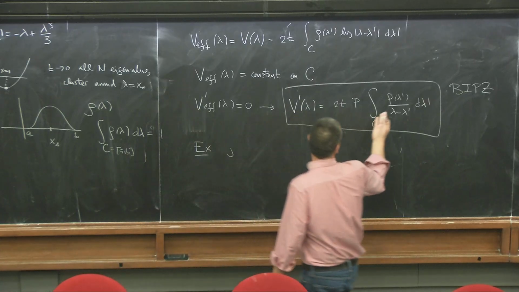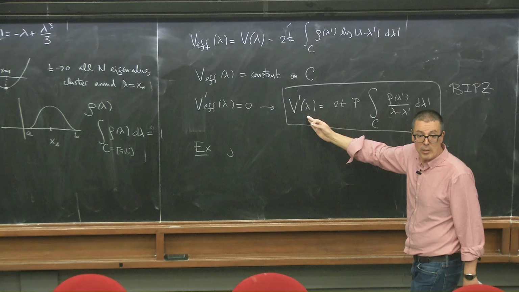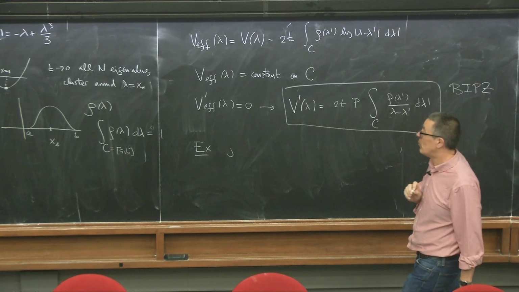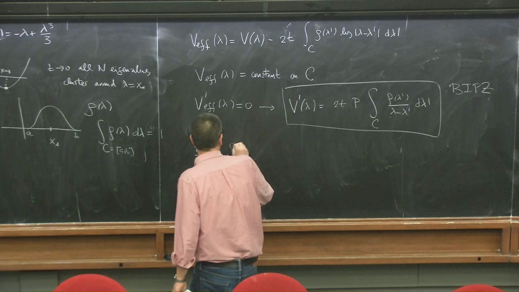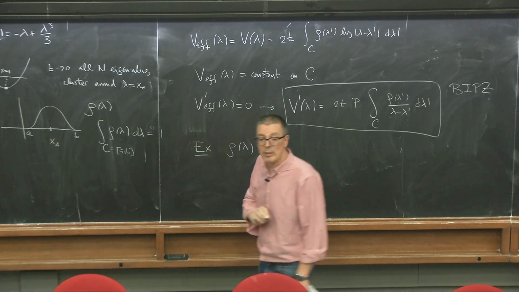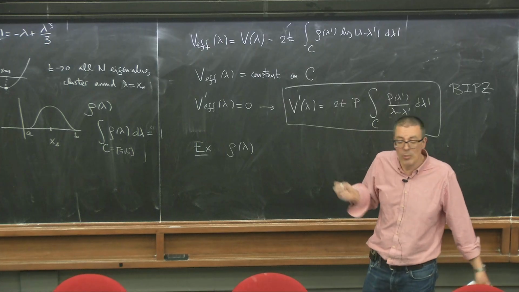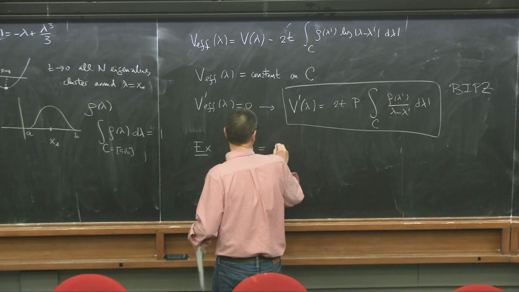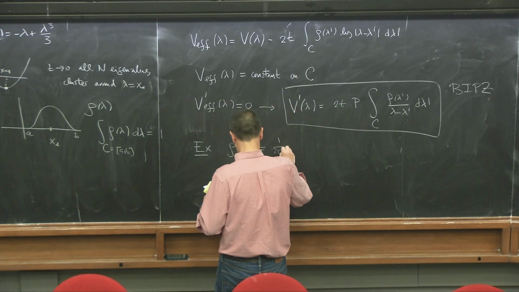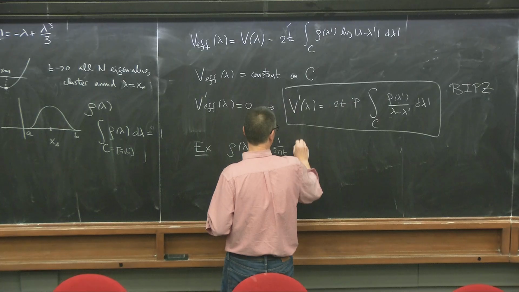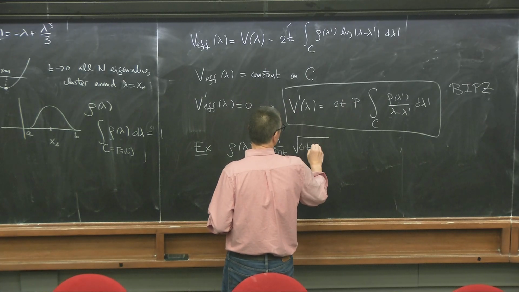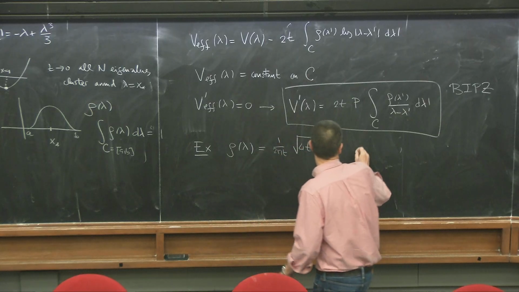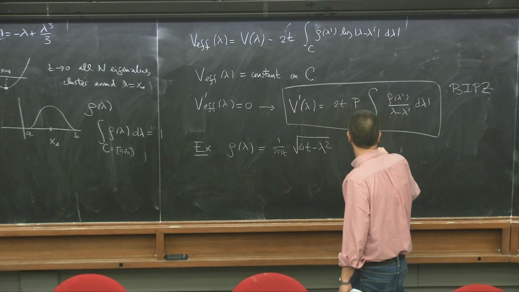So this is an equation that determines rho as a function. You give me the potential, I can determine rho, right? And the most famous example is the Gaussian matrix model itself. The Gaussian matrix model has a non-trivial distribution, and this is the famous semicircle distribution, square root of 4t minus lambda squared. So this is the Wigner-Dyson semicircle.